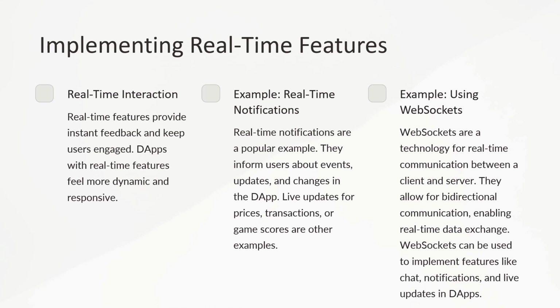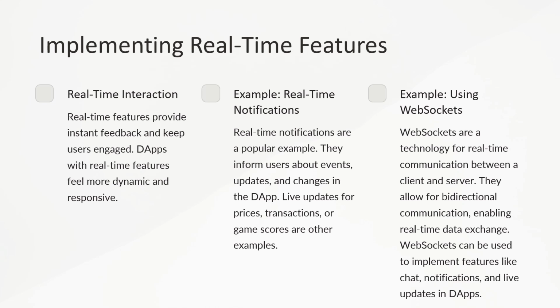Real-time features enhance user experience. They provide instant feedback and keep users engaged. The apps with real-time features feel more dynamic and responsive. Users expect immediate updates and notifications, leading to a more enjoyable experience. Real-time notifications are a popular example. They inform users about events, updates, and changes in the DApp. Live updates for prices, transactions, or game scores are other examples. Real-time features create a dynamic and immersive user experience.